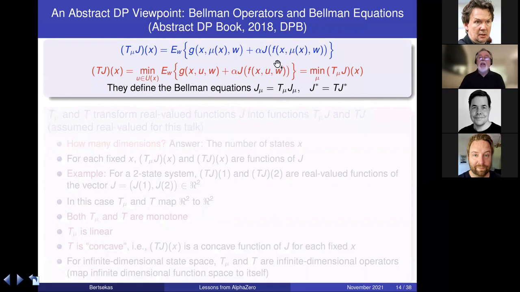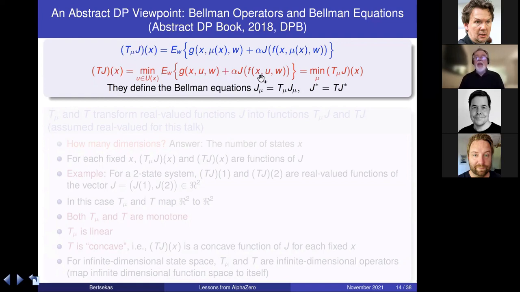Okay, so here's the Bellman operator. It's the right-hand side of what you have in Bellman's equation. And it maps cost functions J into cost functions T mu sub J. So J has a component for every X, and T mu sub J has a component also for every X, and it's given by this expression involving the cost of the first stage using mu and the cost of the remaining stages as measured by J. So there's one such equation, a scalar equation for every X, and I call this the mu Bellman operator.